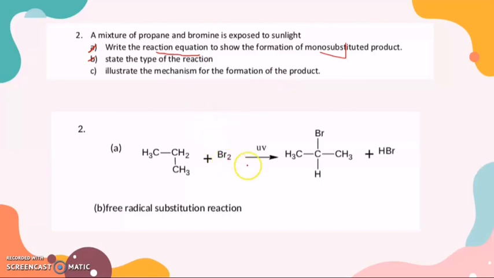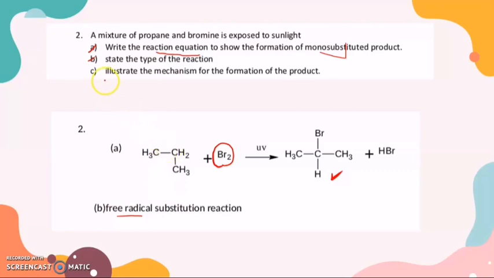So, the equation needs the reagent and condition. We have Br2 as our reagent and also UV as the condition. And the product here is this haloalkane. This reaction forms the major product, the haloalkane. The second part is the type of reaction. So it is a free radical substitution reaction.